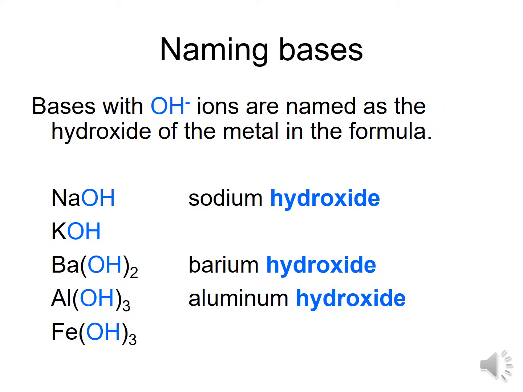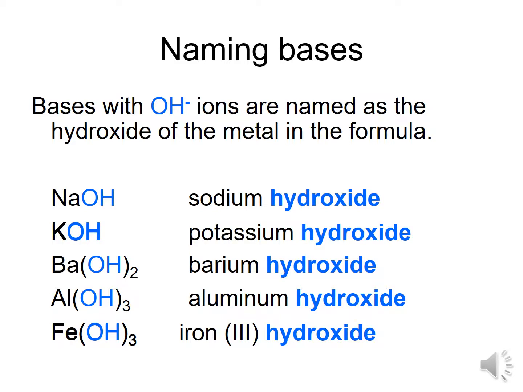Bases with hydroxide ions are named based on ionic naming rules: sodium hydroxide, potassium hydroxide, barium hydroxide, aluminum hydroxide, and iron(III) hydroxide.